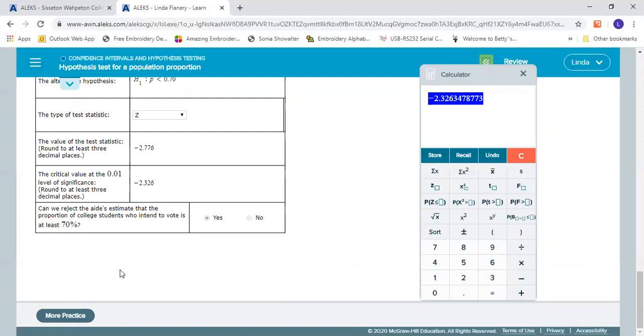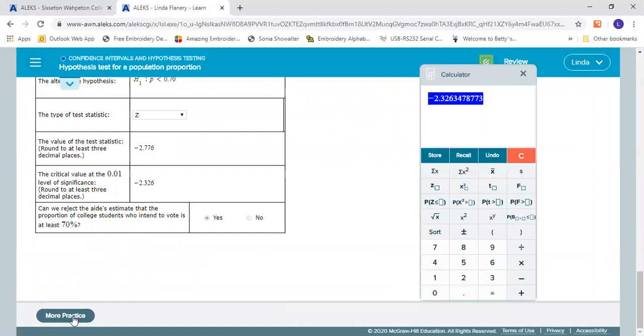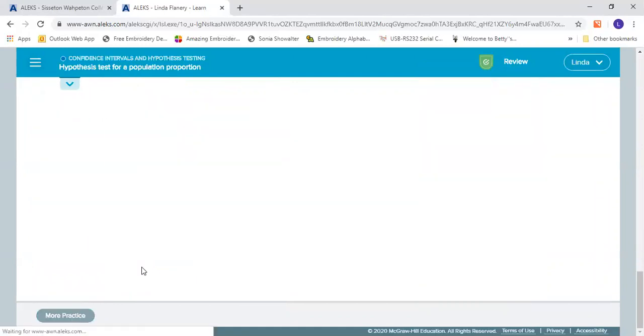I'm going to go ahead and also talk about the p-value. The p-value was 0.002. 0.002 is less than 0.01. And if your p-value is less than your alpha value, then you accept the alternative hypothesis, which we said the less than is the one that we're going to accept. I'm going to go to more practice then, and we'll work through one here.